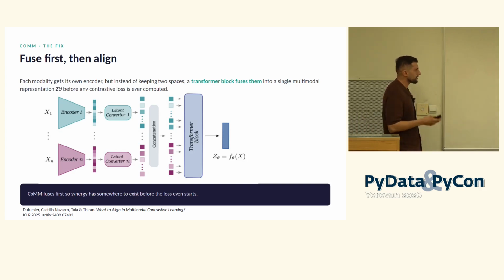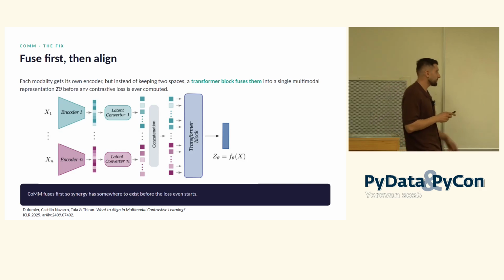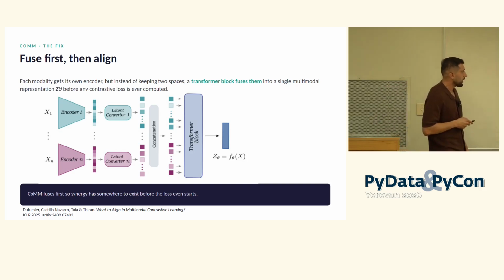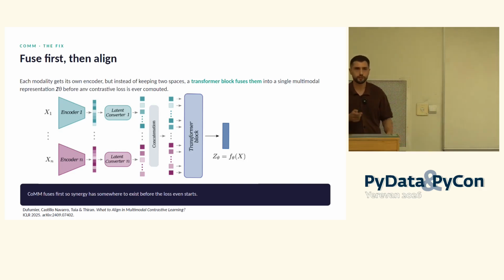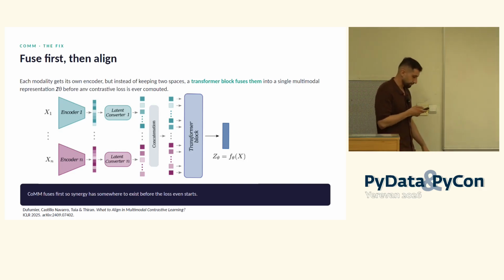It goes through a latent converter. We concatenate them and fuse them in a transformer block. In the end, you want to learn this representation, this embedding. We will see this Z many times today, but the idea is to have this embedding in a way that it will capture synergy, uniqueness, and shared information.